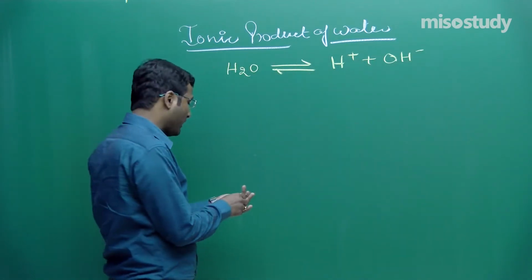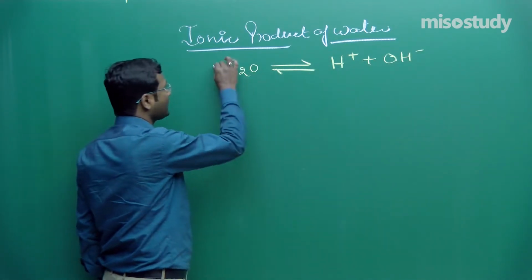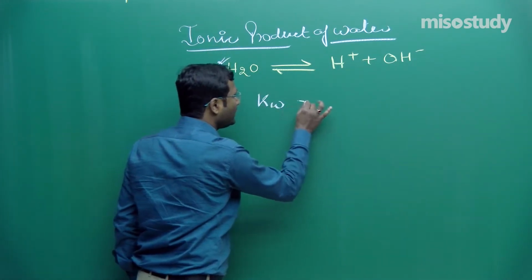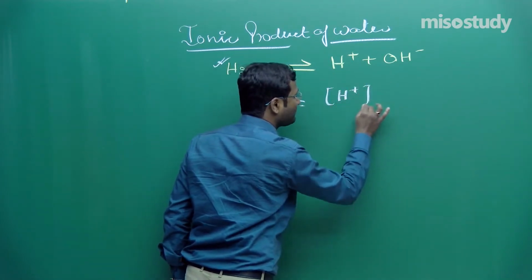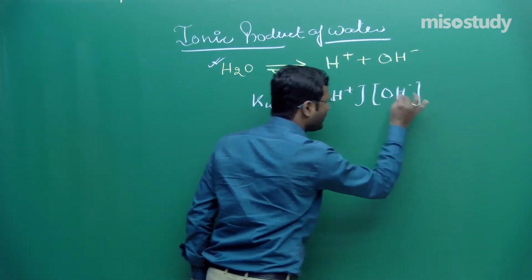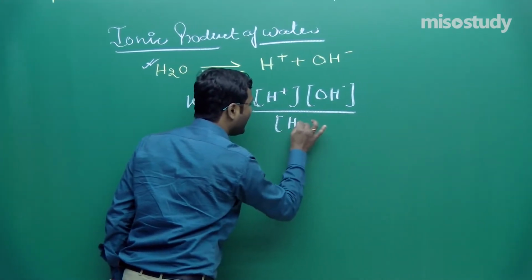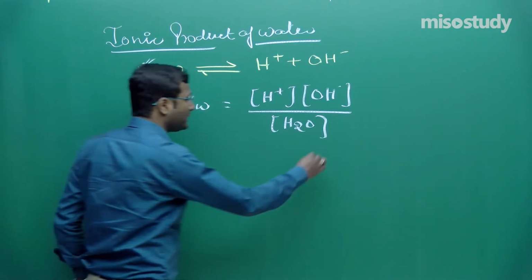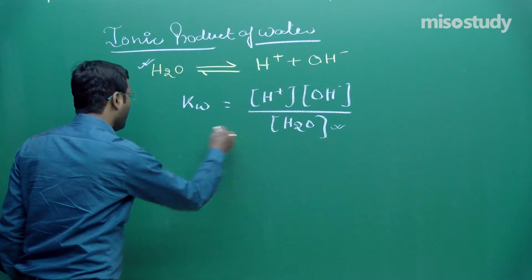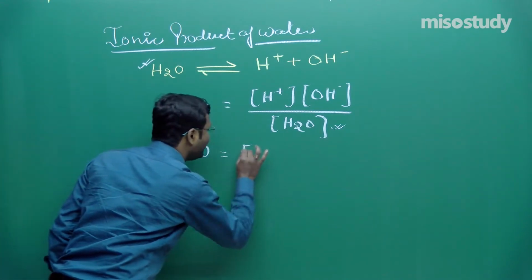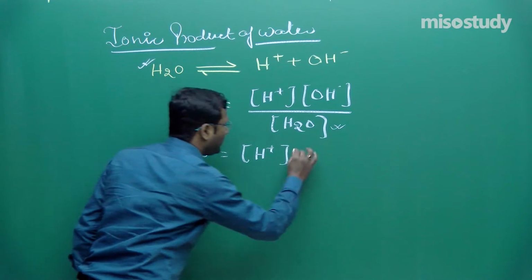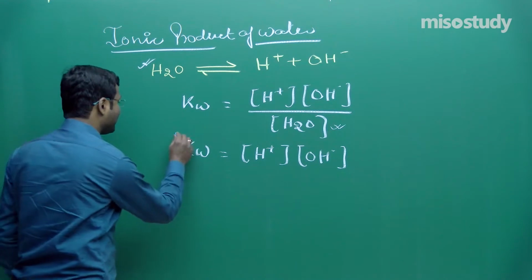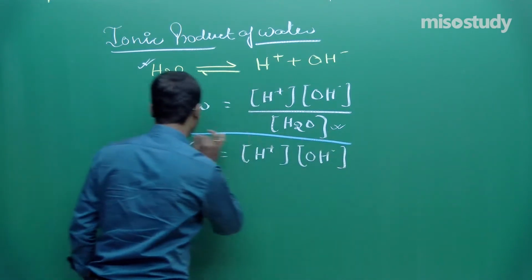Now if anyone asks you to write down the dissociation constant for this expression, then what will happen? It will be Kw is equal to concentration of H plus multiplied by concentration of OH minus upon H2O. As we know, water is a pure liquid, so the concentration of water will be 1. Now, what will be the value of Kw? Finally, that will be equal to the multiplication of H plus ion and OH minus ion. This is the value for Kw.